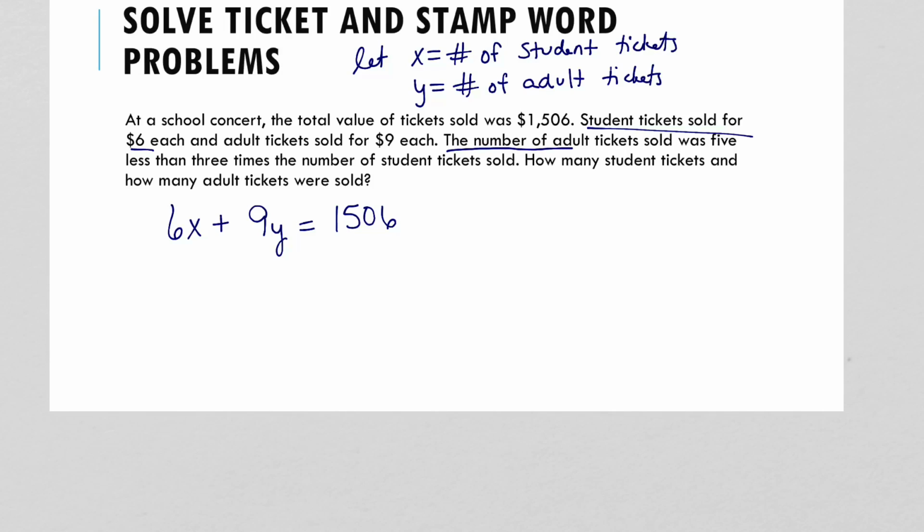Now I'm going to do this sentence right here. The number of adult tickets sold was, so the number of adult tickets, that's Y, was or is means equals, 5 less than. Don't forget whenever you see those words less than, that means you've got to reverse the order, so it's got to be minus 5, then 3 times the number of student tickets, so that would be 3x minus 5. So now I'm going to take this, because Y is equal to that, and put it in for Y right there. So I'm going to rewrite this equation, and instead of Y I'm going to put in 3x minus 5.